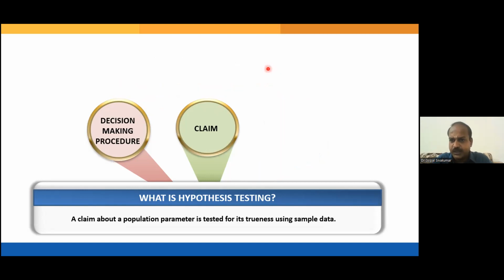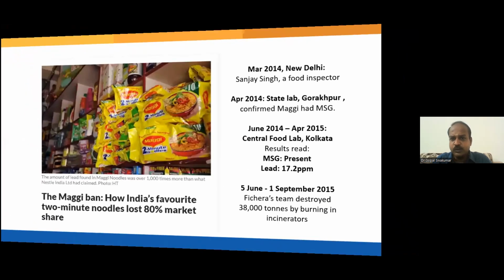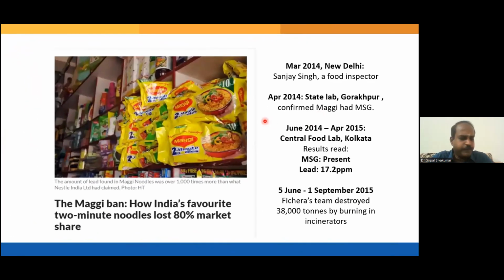In the previous example, the Maggie case, who did the test? The test was done by a food inspector. His name was Sanjay Singh from Uttar Pradesh. Sanjay Singh is external to the company. So Sanjay Singh had access only to the samples that are available in the market. Am I right? The sample Maggie packets that are available in the market, Sanjay Singh had access to. So based on the available information, he made a conclusion. But the true characteristics of the population will be known only to the company people.